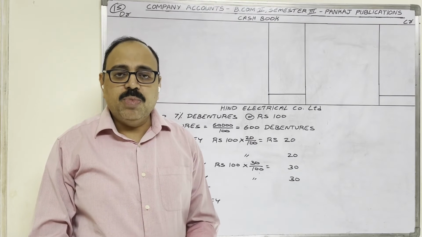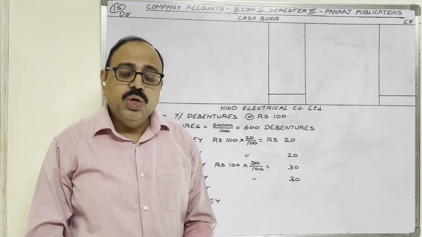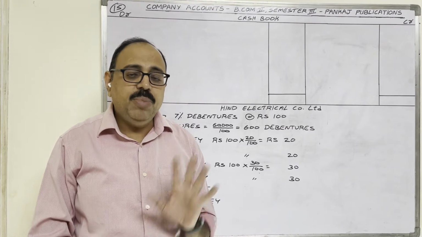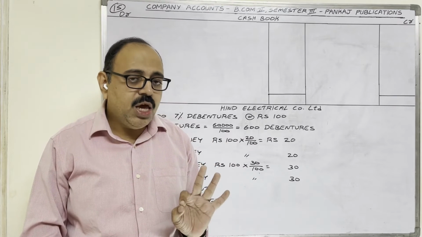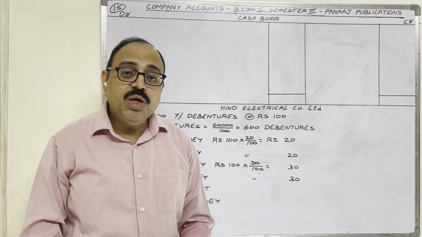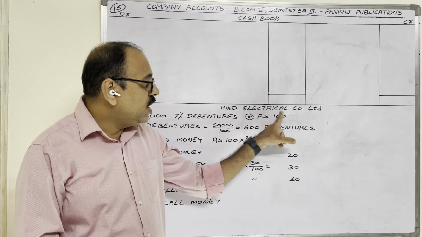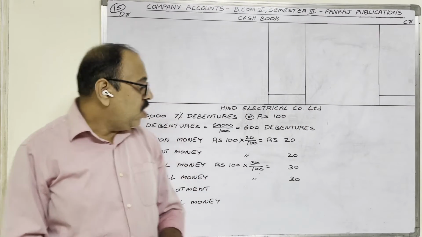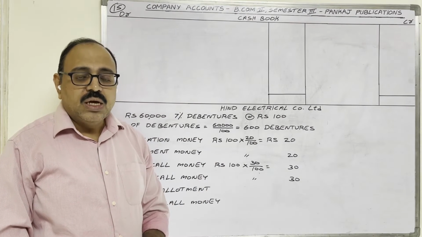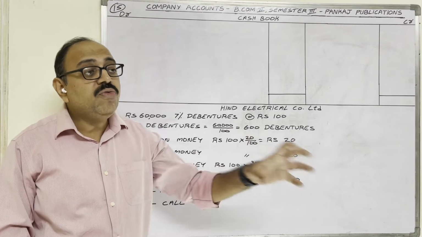In the first 14 problems, for capital requirements, the company used to issue shares. You know, in case of shares, the company collects the money on an installment basis: application money, allotment money, and the remaining amounts in the form of calls, first call, second call, final call, like that. In case of debentures also it is the same. There is one public limited company known as Hind Electrical Company Limited. The company wants 60,000 rupees. For that, instead of issuing shares, the company wants to issue debentures, meaning the company wants to take a loan from the public.